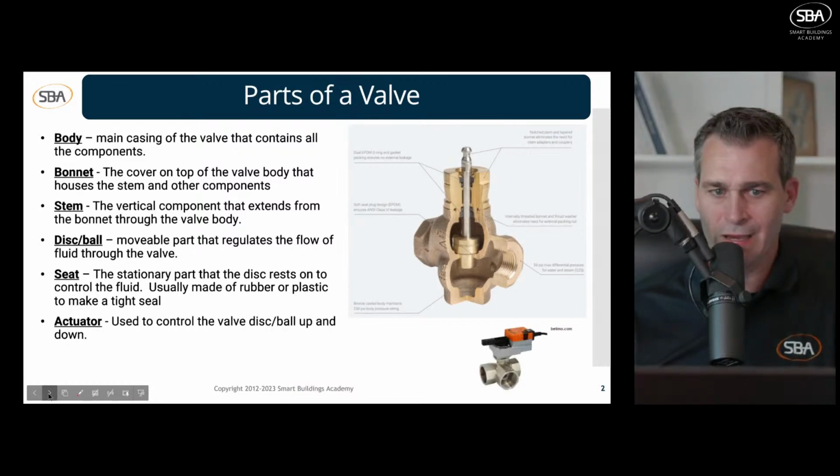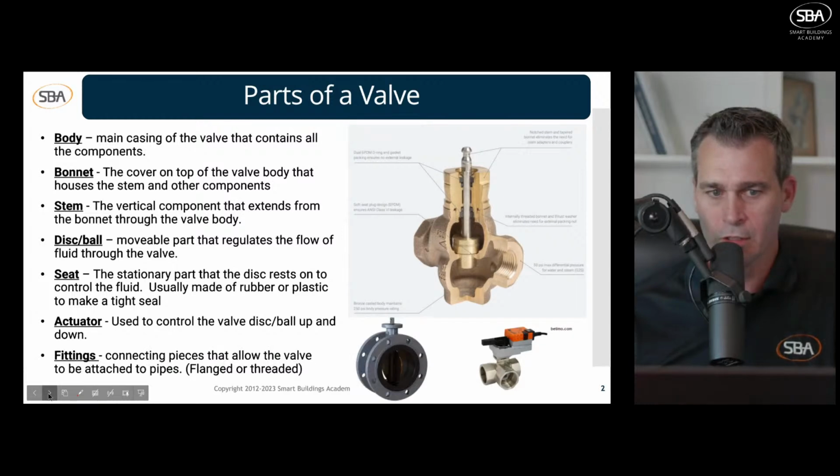And then, of course, the way we control our valve bodies is with an actuator. This is used to control the valve disc or the ball up and down. Now, this is an example of a disc over here, if you could see that. This is a disc type valve.